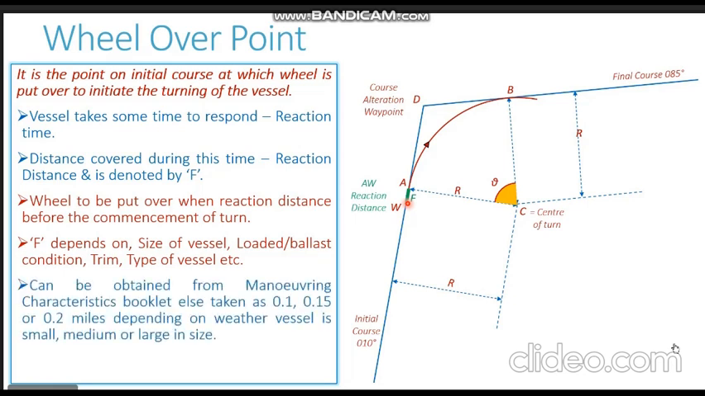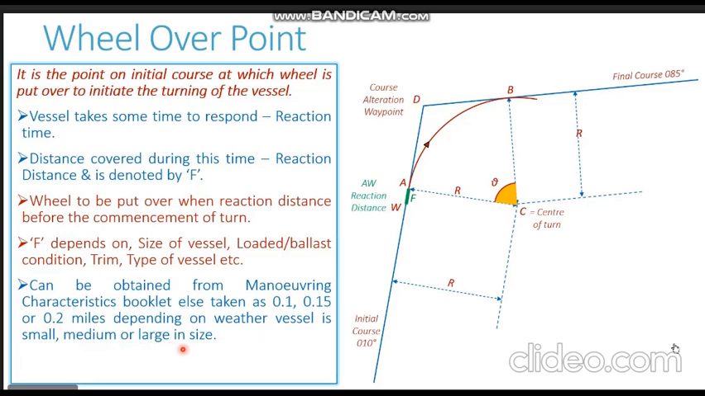Now, this reaction distance can be obtained from the maneuvering characteristics booklet. For most of the newbuilding ships, this is available in the maneuvering characteristics booklet. And in case it is not available, this reaction distance F can be taken as a general common value of 0.1 nautical miles for small ships, 0.15 nautical miles for medium-sized vessels, and 0.2 miles for large vessels.